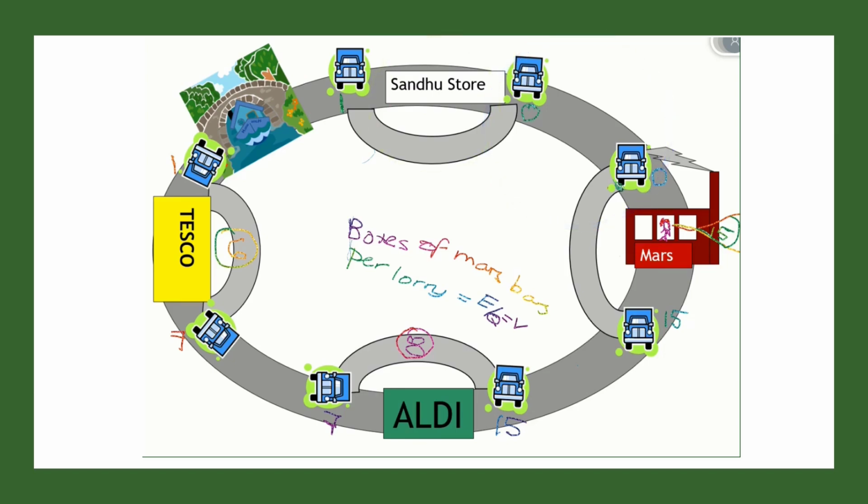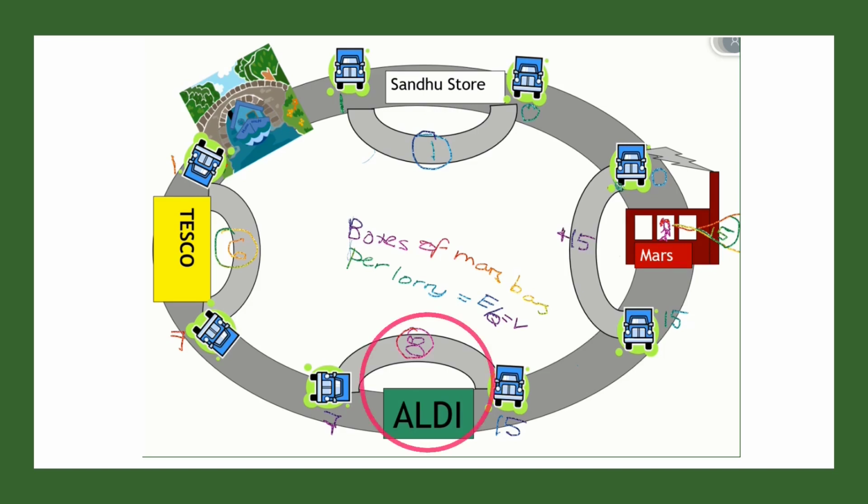Before Sandu stores and after Sandu stores, how many is it delivered? It's delivered 1 box of Mars bars. Now that's each lorry. What's special about this? Well, this Mars bar manager said it wanted to add 15 boxes of Mars bars to every lorry.